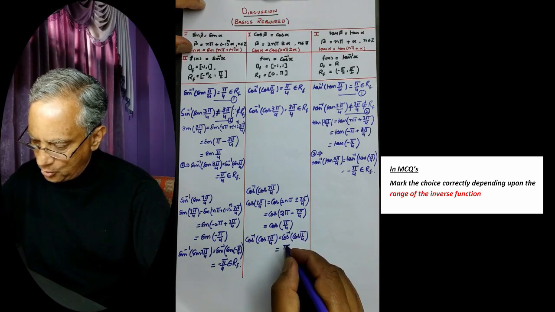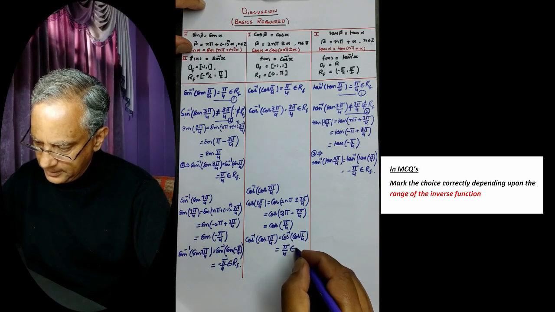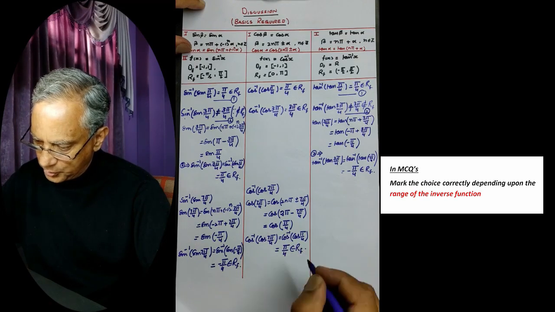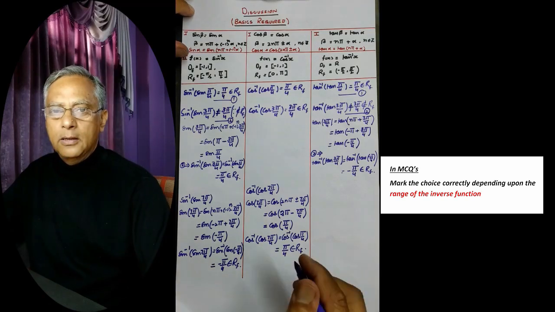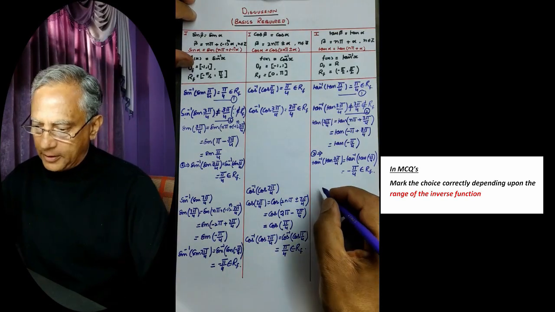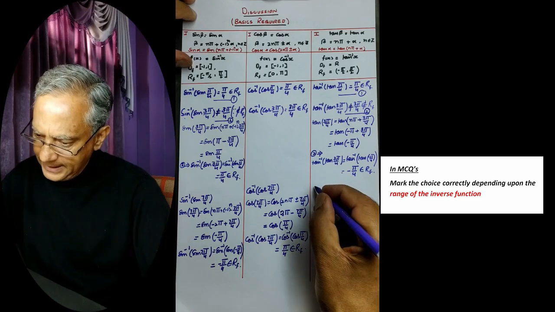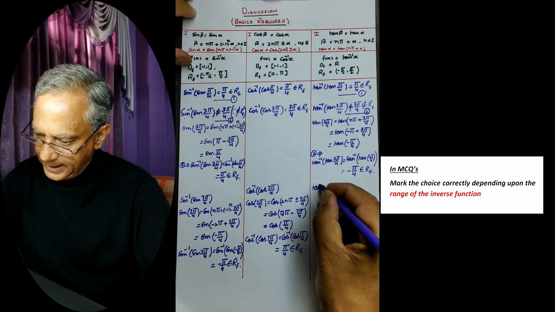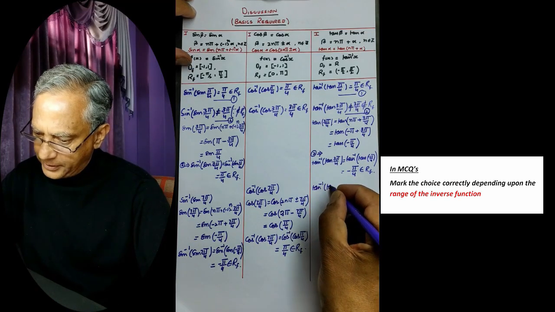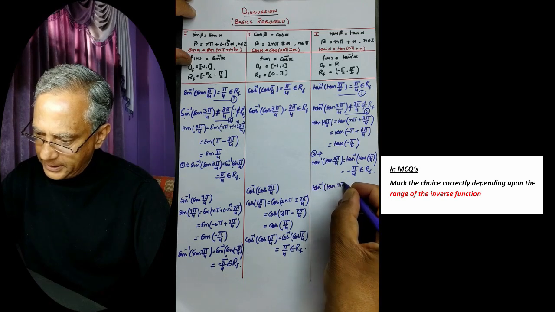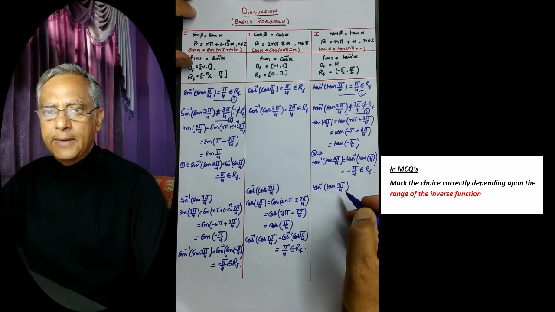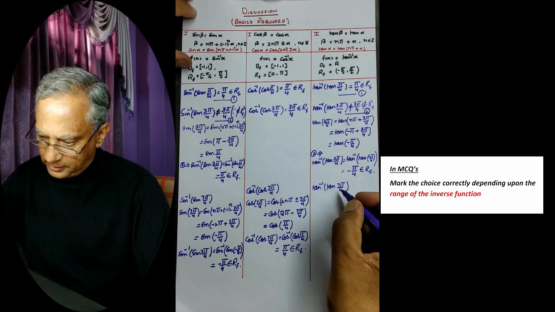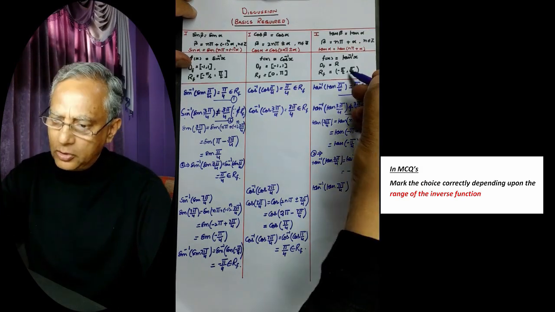And this is equal to pi by 4. And this belongs to the range of the function. So this is the correct value. Now for tan inverse. Tan inverse of tan 7 pi by 4. Now 7 pi by 4 does not belong to the range of tan inverse.